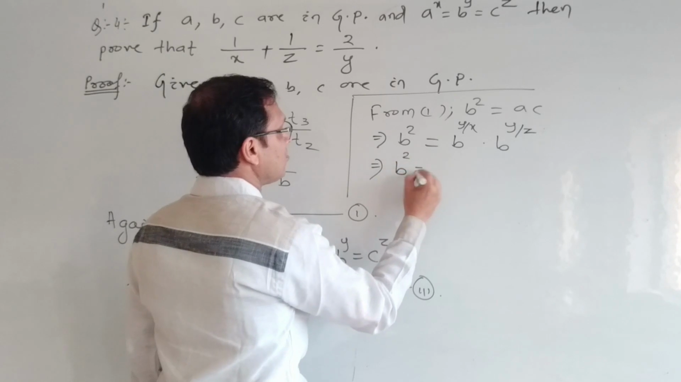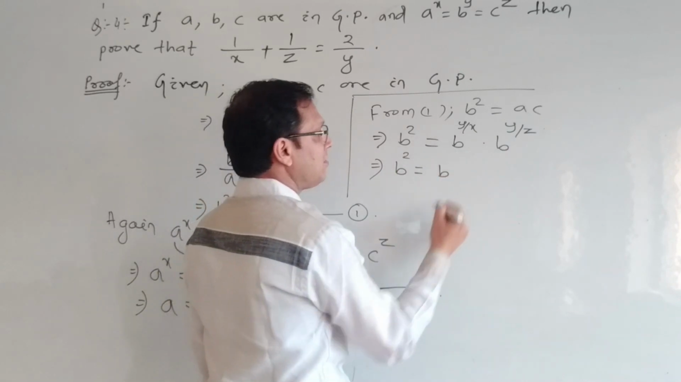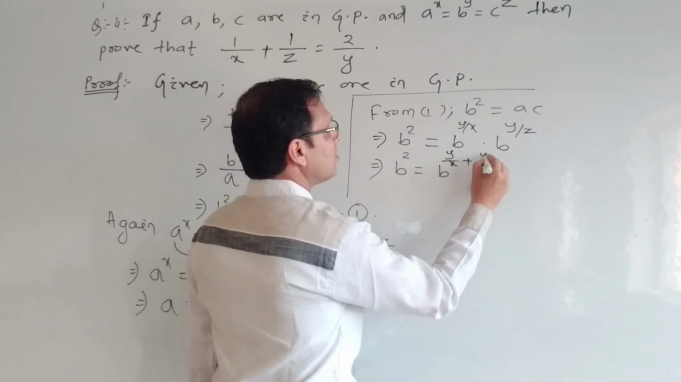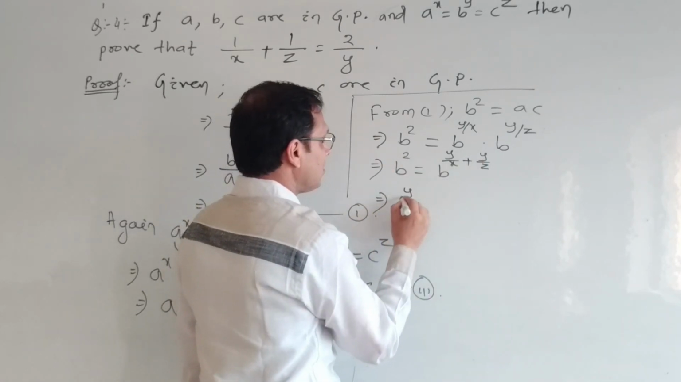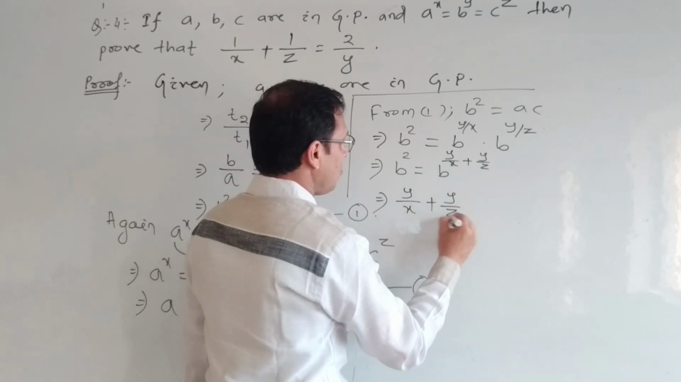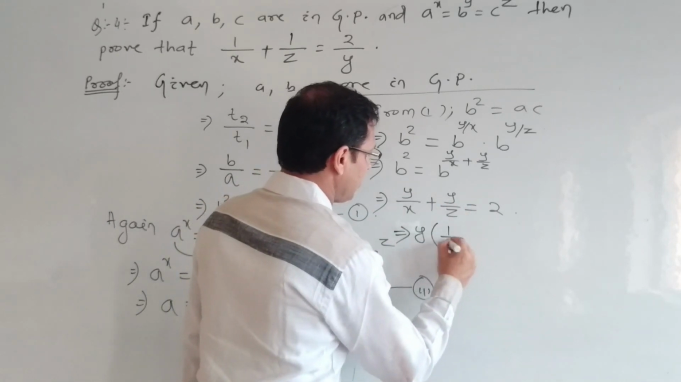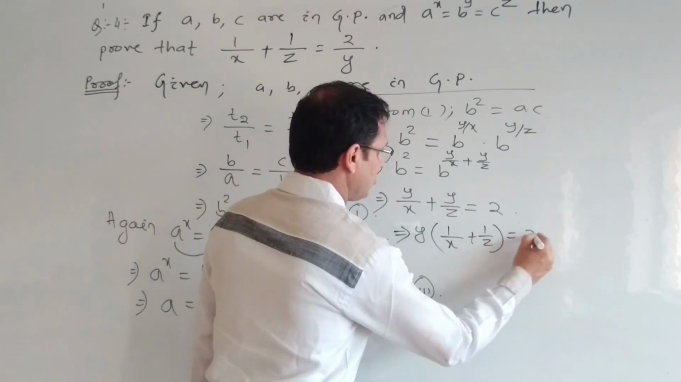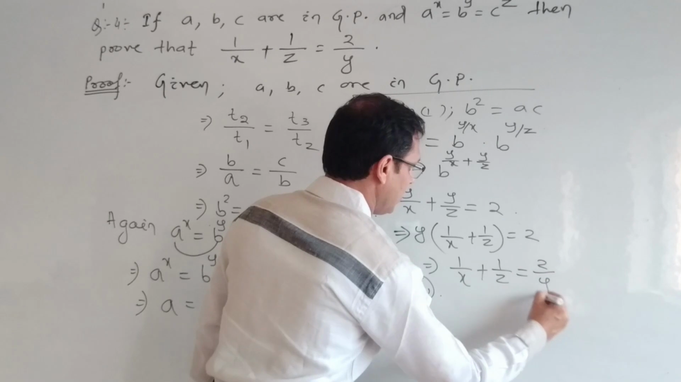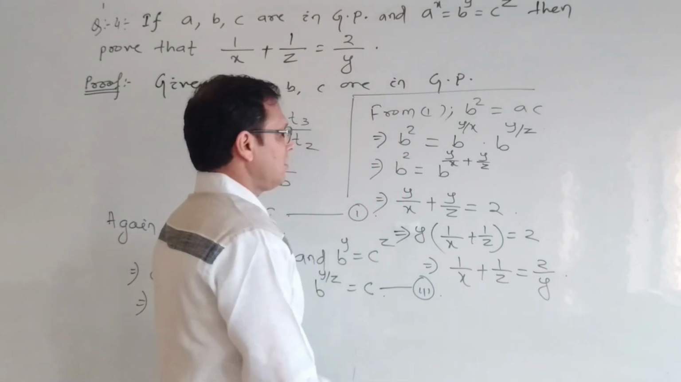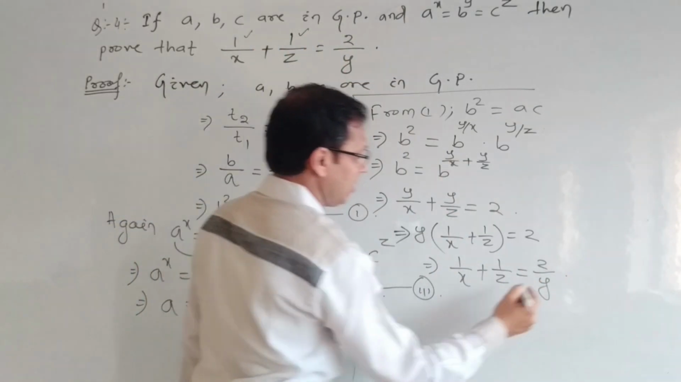This is nothing but b square is equal to, bases are the same, exponents should be added when they are in multiplication, that is y by x plus y by z. In other words the exponents should be equal, that is y by x plus y by z. Now taking y as common, that is 1 by x plus 1 by z is equal to 2, or in other words 1 by x plus 1 by z is equal to 2 by y. Okay, so therefore we have proved 1 by x plus 1 by z is equal to 2 by y, hence proved.